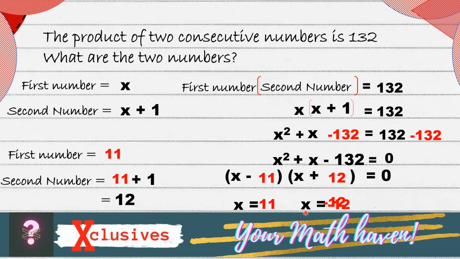Now, let us use negative 12. If our first number is negative 12, then the second number is negative 12 plus 1. So our second number is negative 11. So we have two sets of answers.